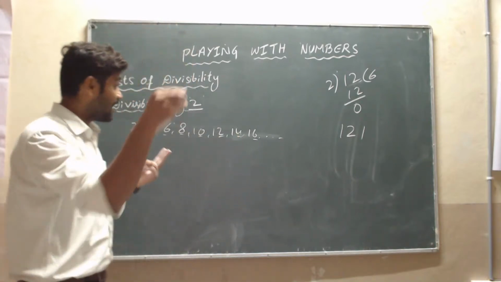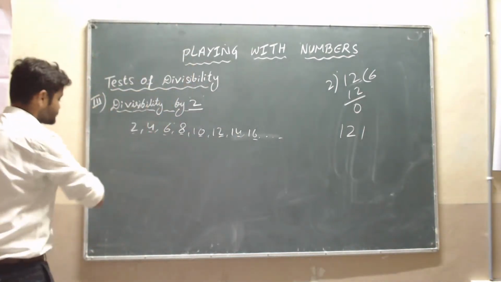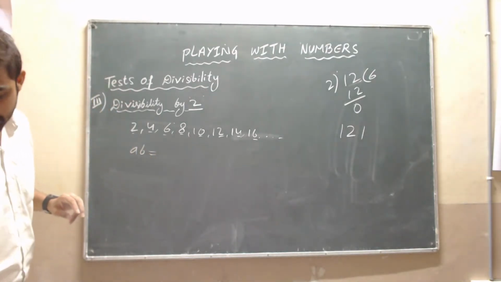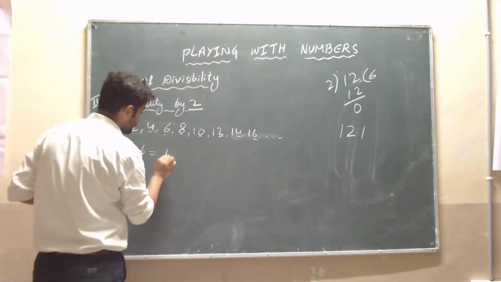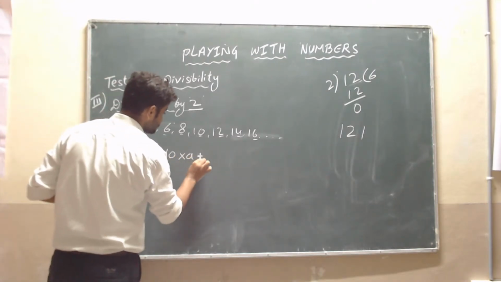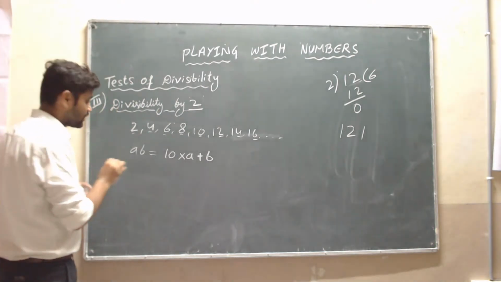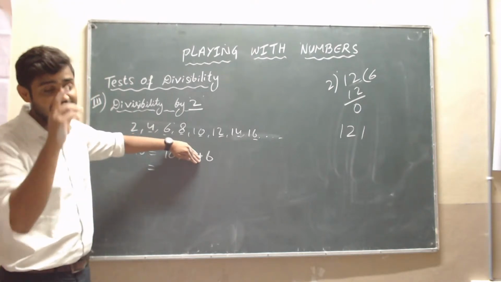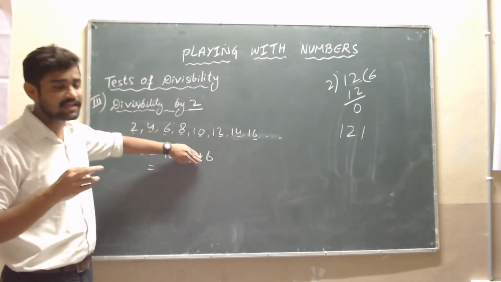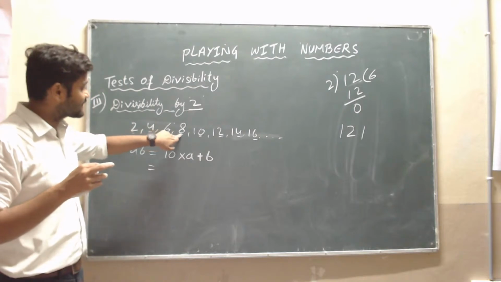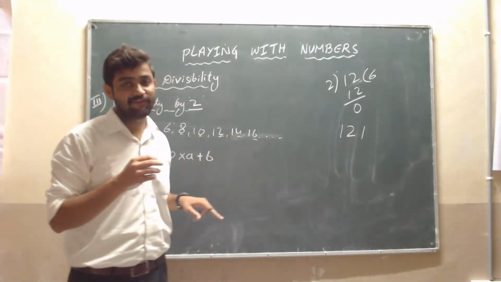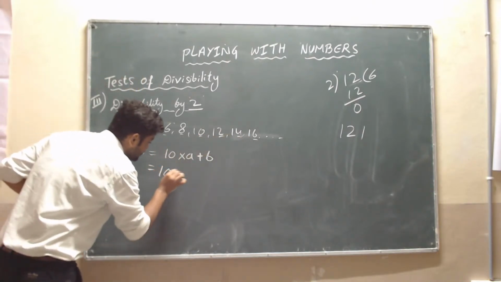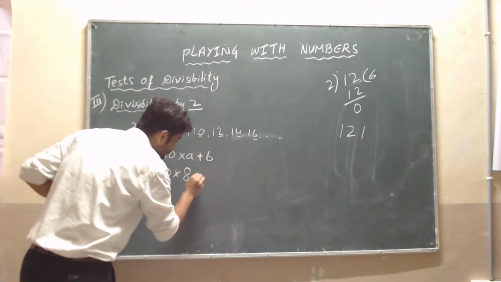Okay, let me explain this rule. Take a 2-digit number. Its expanded form is 10 into A plus B. So we have to observe only B. Why, sir? Because here we get a trick that only even numbers matter. Suppose I take 10 into 8, whatever A may be, then put B.